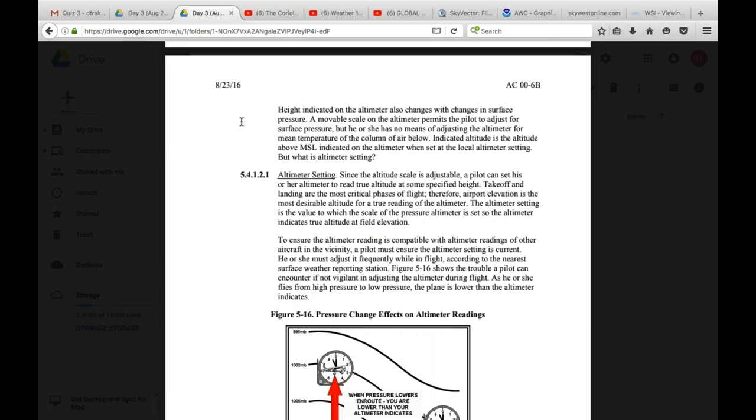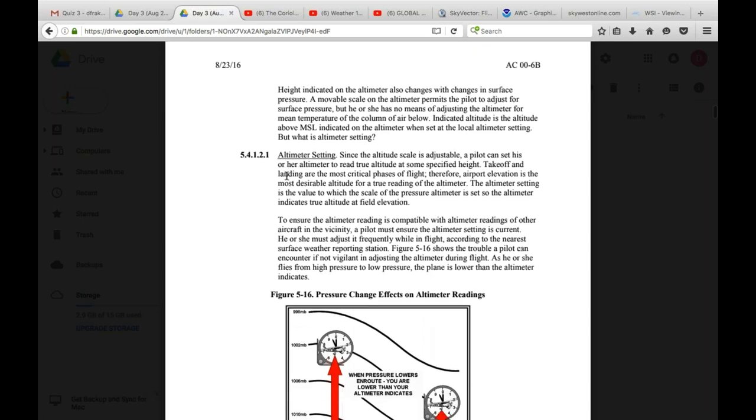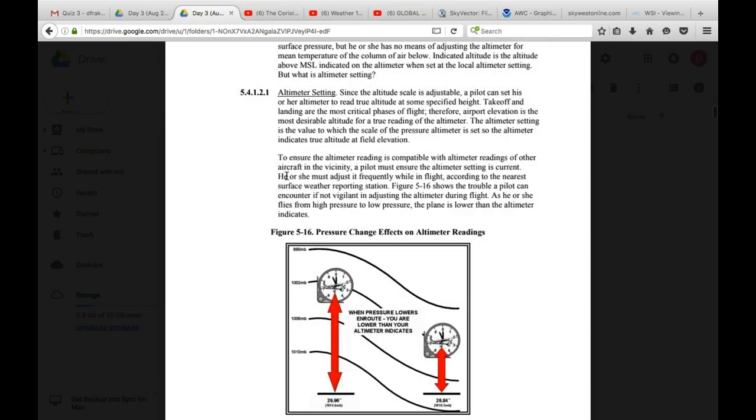So, the altimeter setting. Since the altitude scale is adjustable, a pilot can set his or her altimeter to read true altitude or some specified height. Takeoff and landing are the most critical phases of flight. Therefore, airport elevation is the most desirable altitude for a true reading of the altimeter. The altimeter setting is the value to which the scale of the pressure altimeter is set. Wow, this is a mouthful here. The altimeter setting is the value to which the scale of the pressure altimeter is set.